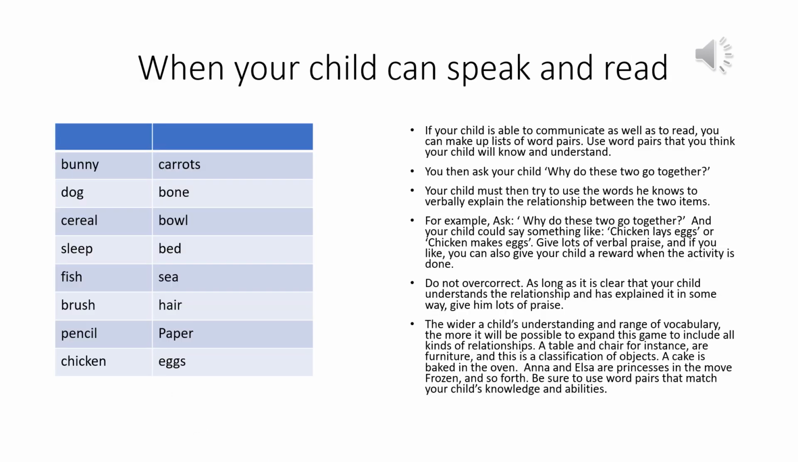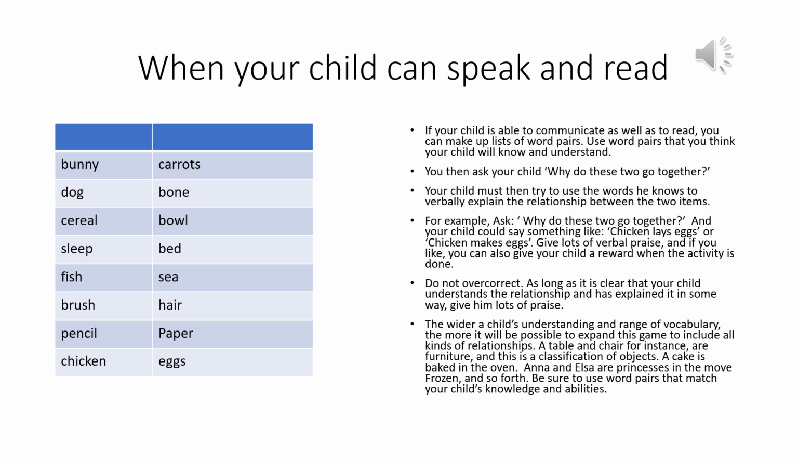Now, if your child is able to communicate and is also able to read, you then do not need to use any photos or pictures or real objects. You could then make up lists of word pairs which you write down, and you use these word pairs to do the association game. But you are going to use word pairs that you think your child will know and understand. In other words, do not use word pairs that are unfamiliar to your child or that will cause difficulty because he doesn't have the background knowledge to be able to do the pairing.